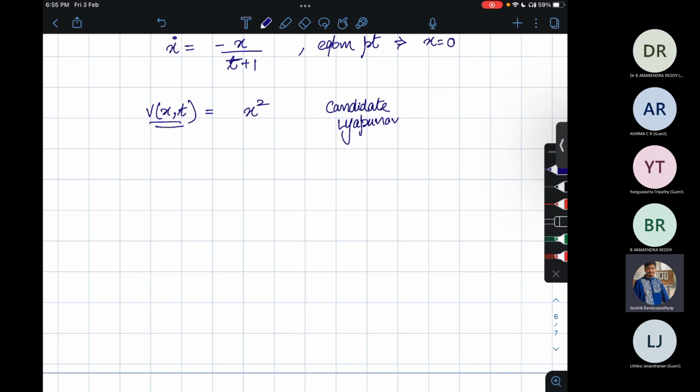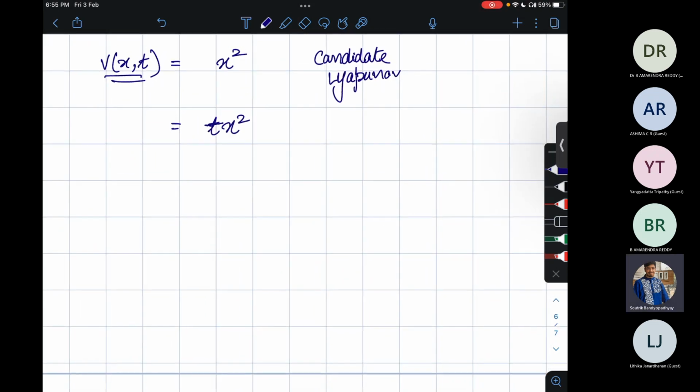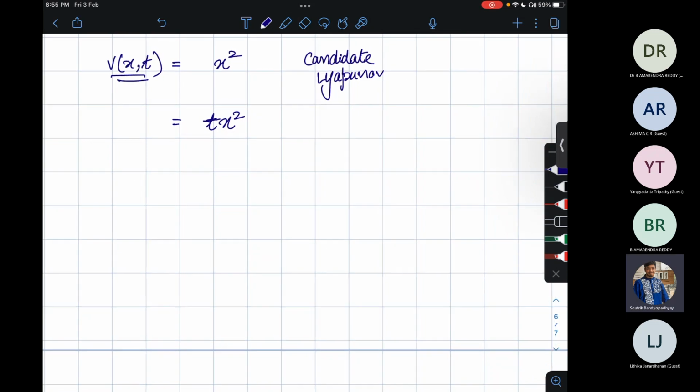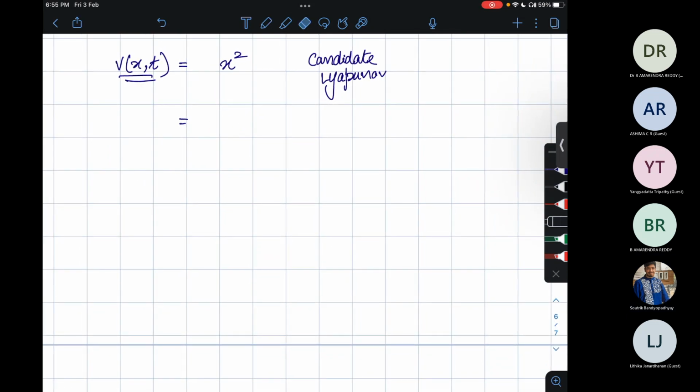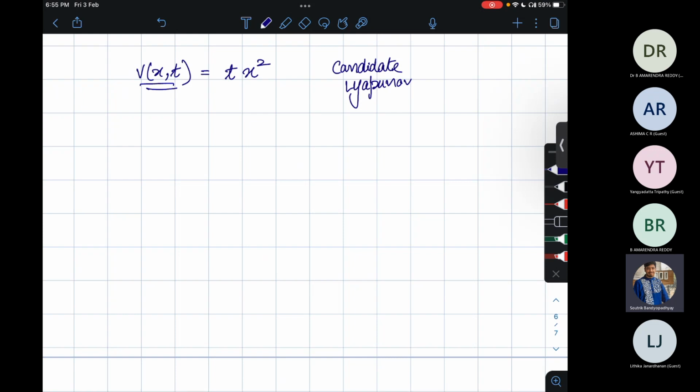This is completely up to you. You can also have this t of x square, which is time dependent. So you have to see whether this is positive definite or not, and whether it is decrescent or not. So if I consider this t into x square, this is very interesting looking. Can I find a positive definite function alpha 1 of x which is less than v of x comma t? Can I find this?